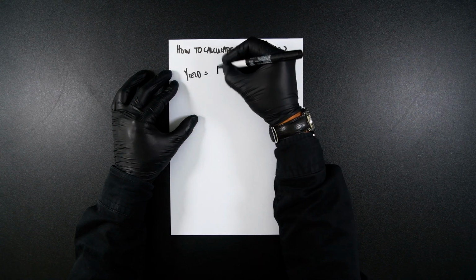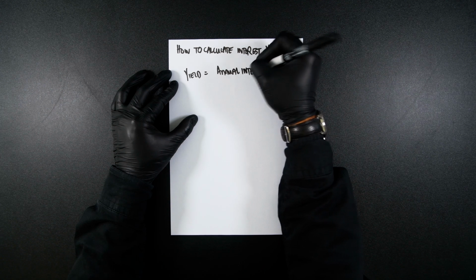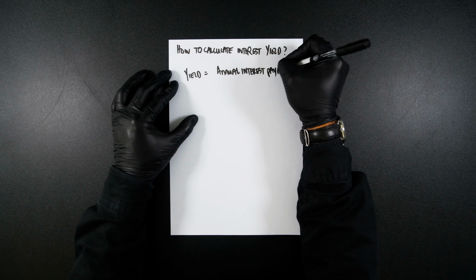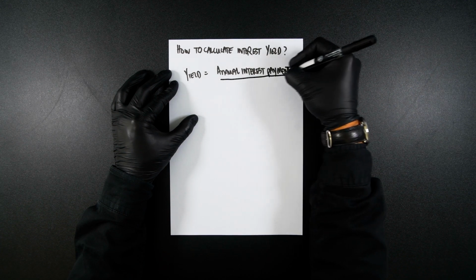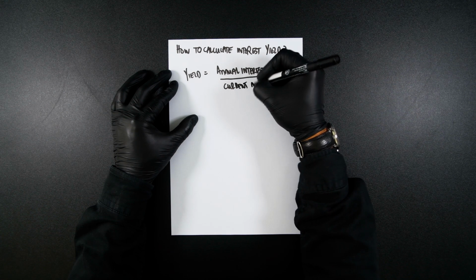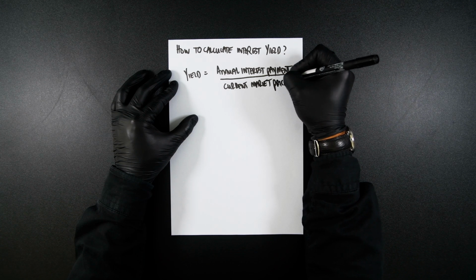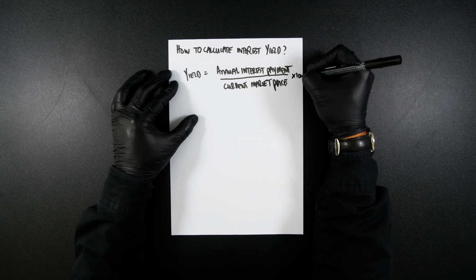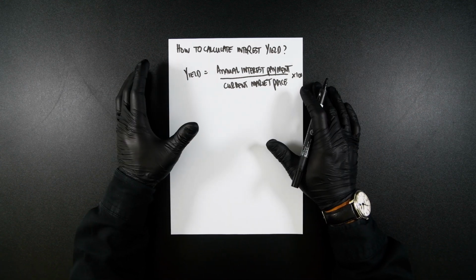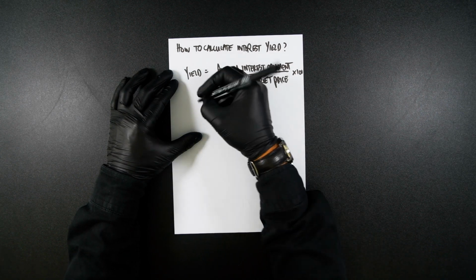Yield would equal the annual interest payment divided by the current market price times 100. So let's say that you've put your money into a bond and the bond's payment per year is £50.